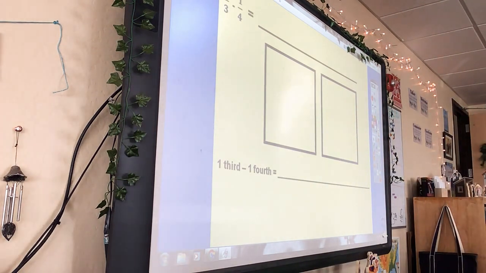I can't remember what we did last week. We sandwich them. We smoosh them together, and then after we do that, we can add them. So this week we can sandwich and subtract.